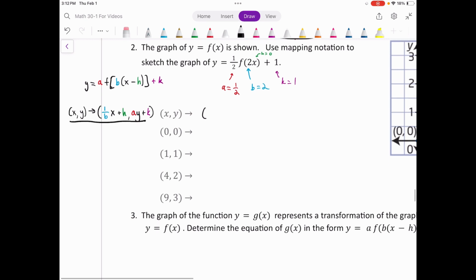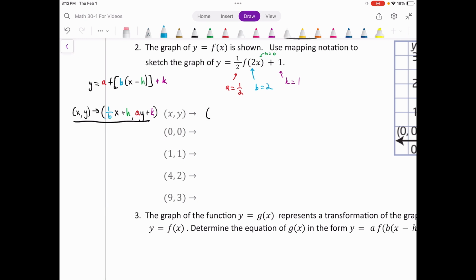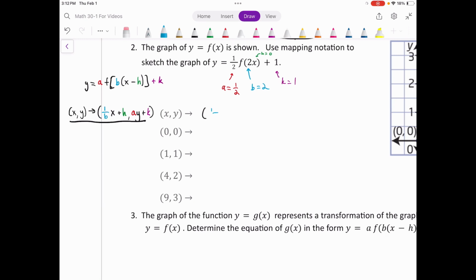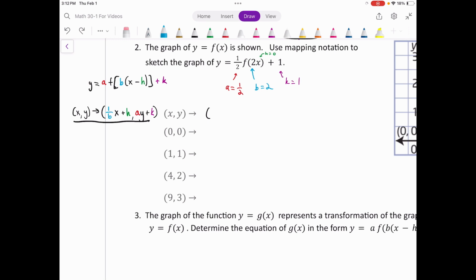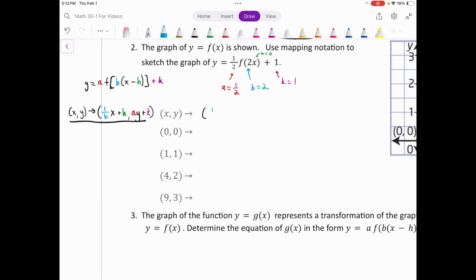So for us here, our a is 1/2, our b is 2, and our k is 1, right? So let's just focus on the x's first. What is going to happen to x? Well, x is going to get multiplied by 1 over b. So x is going to become 1/2 x, and then plus h, but our h is 0, right? So really all that's happening to our x's is this horizontal stretch. Every x will be multiplied by 1/2.